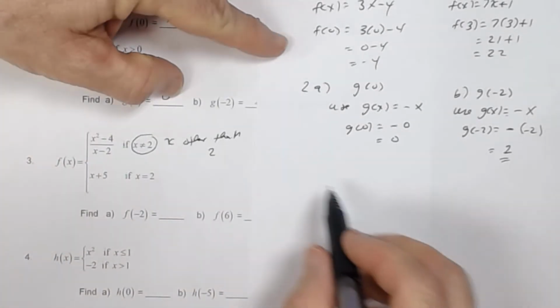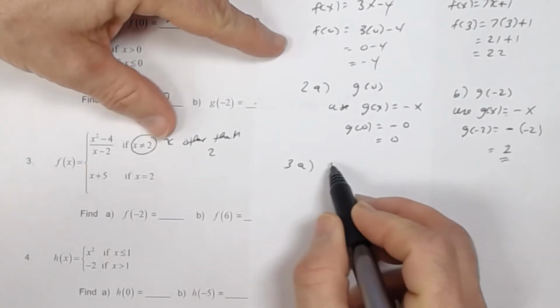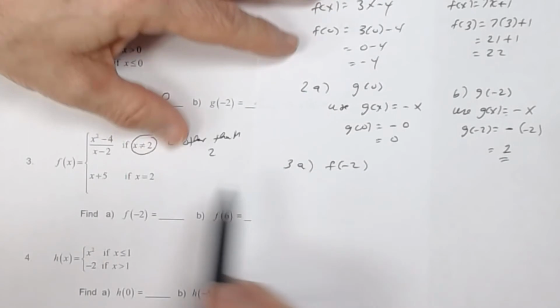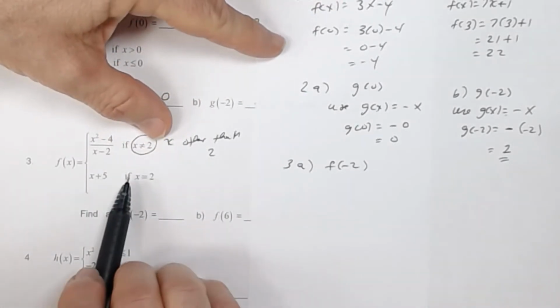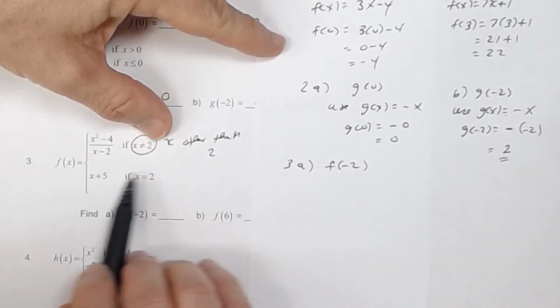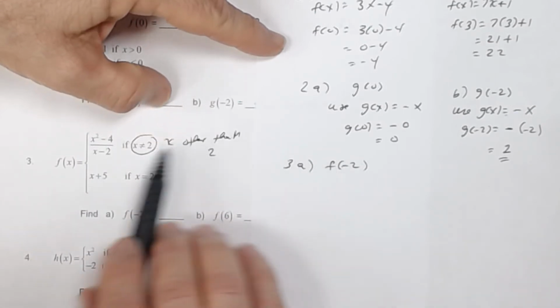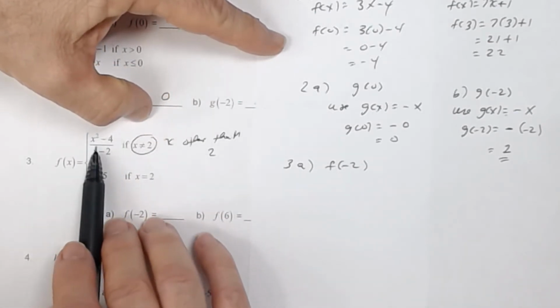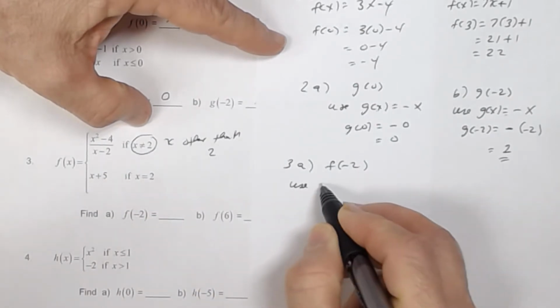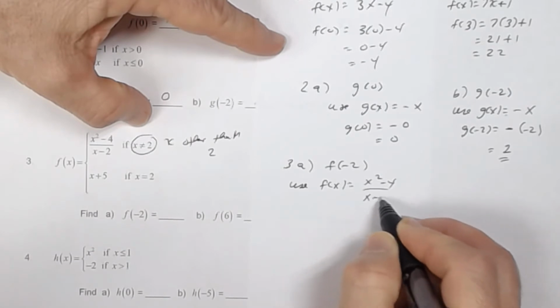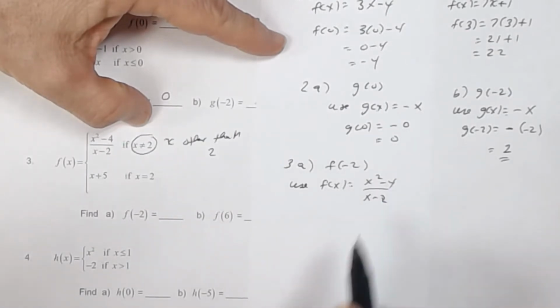Okay, now let's look at 3a. 3a, you want to find f of negative 2. All right, so ask yourself this. First of all, am I going to use this one? No, I'm not going to use this one because I use this only if x is 2. Well, x is negative 2, so therefore I must use this one. All right, now be careful when you do that. So we're going to use f of x equals x squared minus 4 divided by x minus 2. So I'm going to use this rational function.